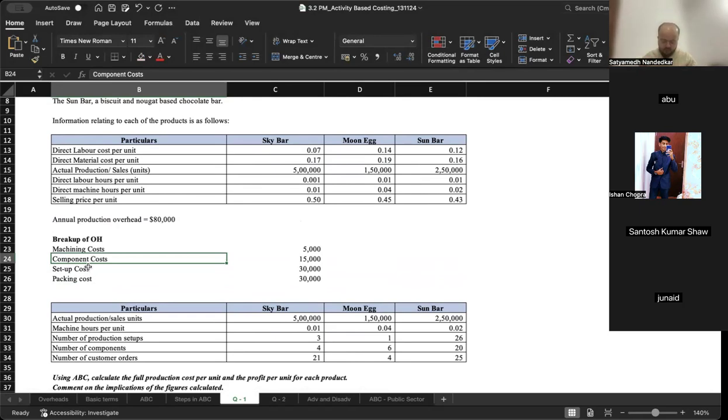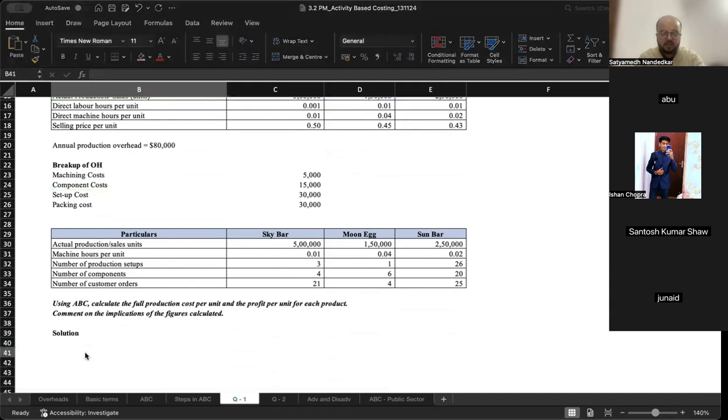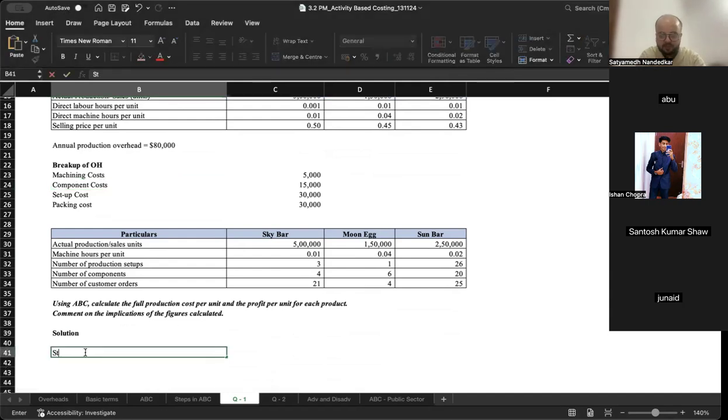Setup cost is, every time you set up a particular machine, maybe you have to clean something up, make a production schedule, do oiling, and all of these things. So these are machine setup costs. And then you have packing cost. Sorry, packing cost, I didn't wear my glasses. So they have given you the breakup of overheads.